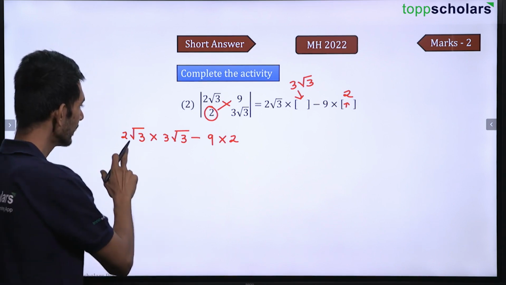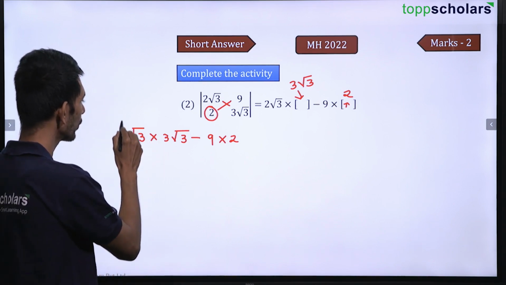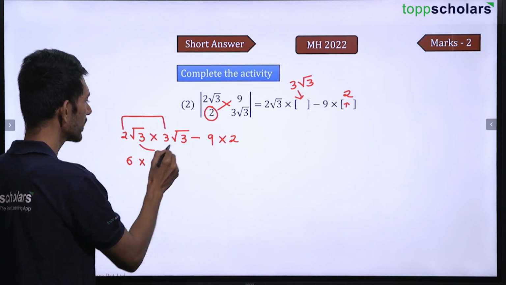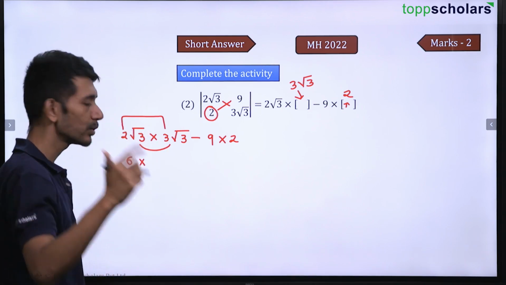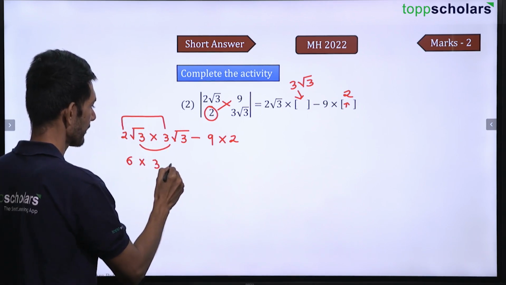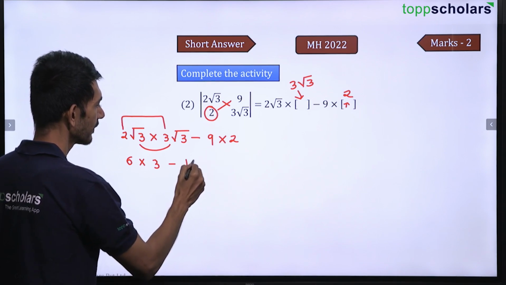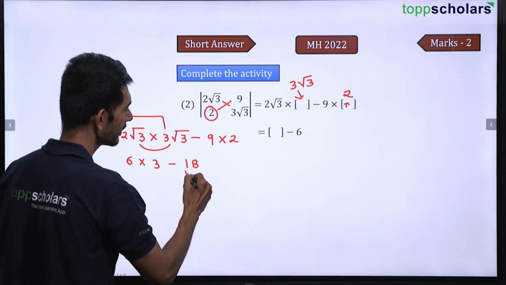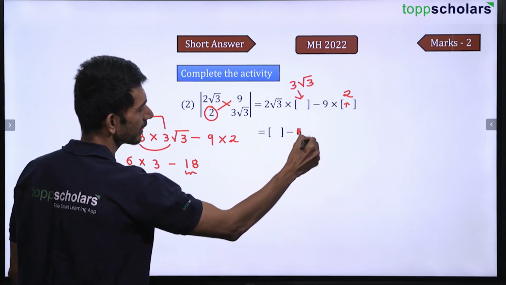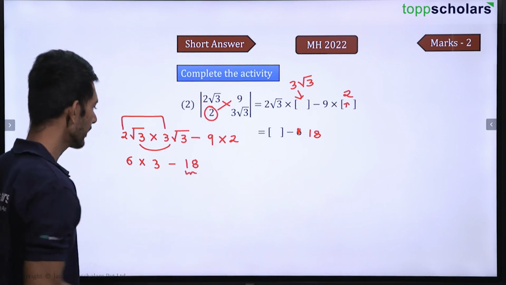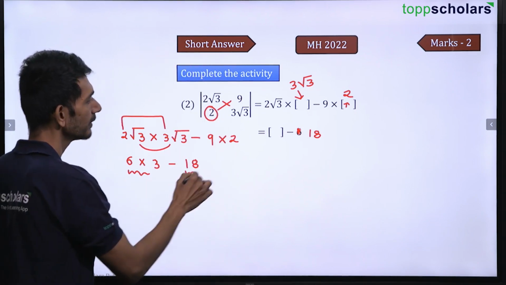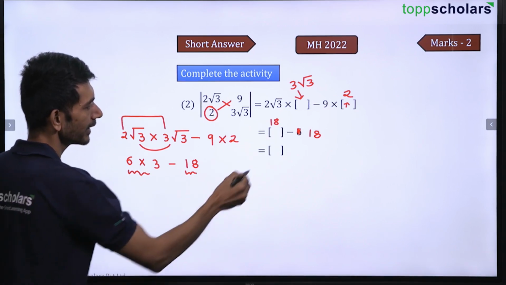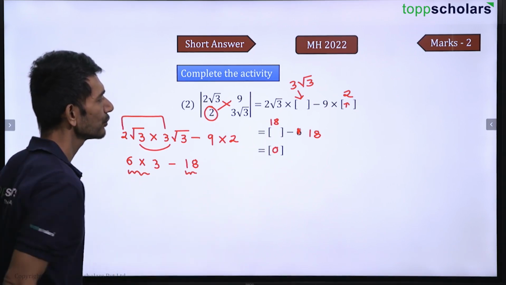Easy. Now this multiplication is very important. 2 into 3 is how much? 2 into 3 is 6 multiplied by root 3 into root 3, which is 3, minus 9 2s are 18. So we have got this step. And then here we have 18, right? So let me just change this, slight error, no problem, 18. And then this is 6 into 3. 6 into 3 is how much? 18. So we put 18 over here. And how much is 18 minus 18? 18 minus 18 is 0. So 0 is the right answer.